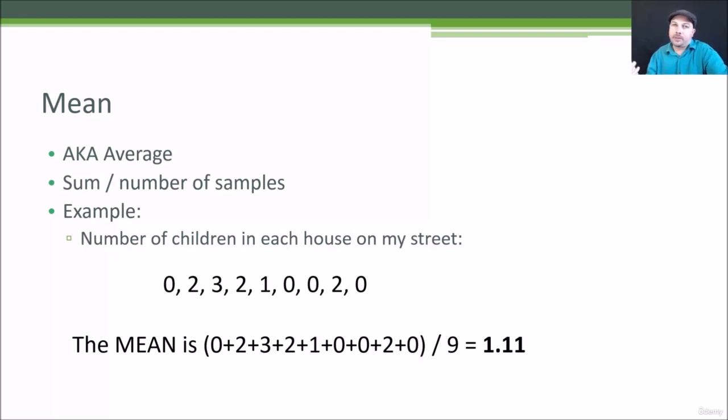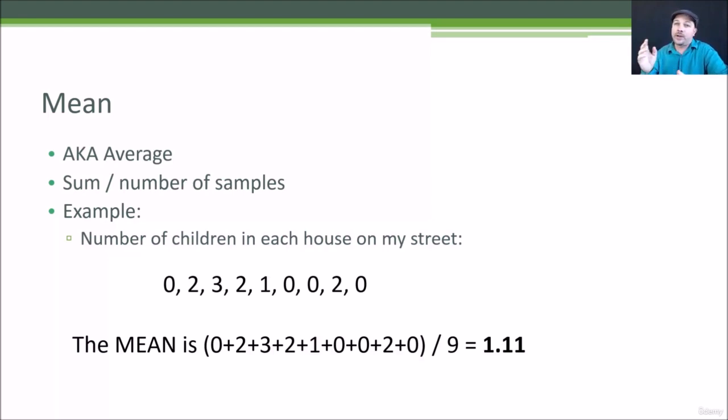So the mean, as you probably know, is just another name for the average. To calculate the mean of a data set, all you've got to do is sum up all of the values and divide it by the number of values that you have. So let's take this example here. Let's say I went door to door in my neighborhood and asked everyone how many kids they have, how many children live in their household. That, by the way, is a good example of discrete numerical data, right? Remember from the previous lecture?